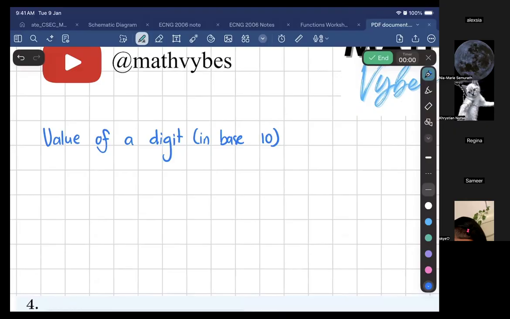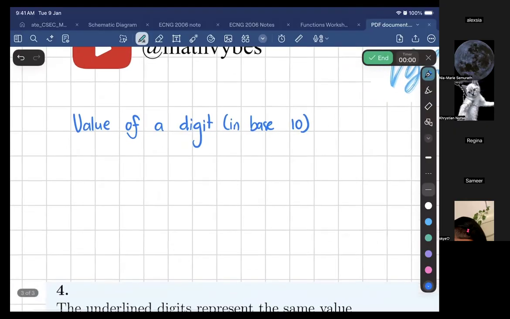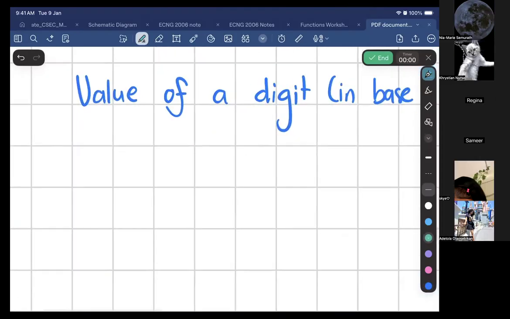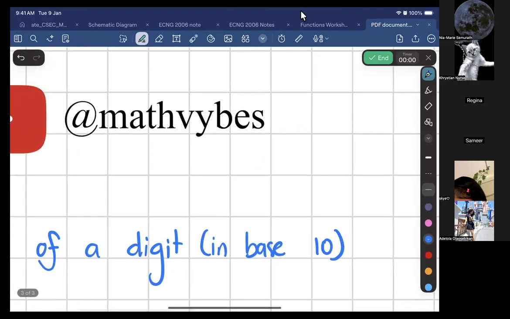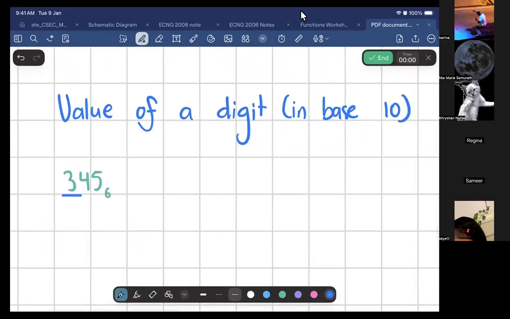Right. Mira, Karina, Alexia, let's understand what the value of a digit means first. So Alexia, let me just say we had 3, 4, 5, and let me just say this is base 6. I'm going to underline 3. Could you tell me what the place value for 5 would be by chance? If we're at 0, it would be 6 to the power 0. Or what would the place value for the 4 be?